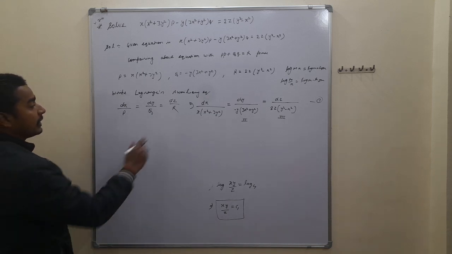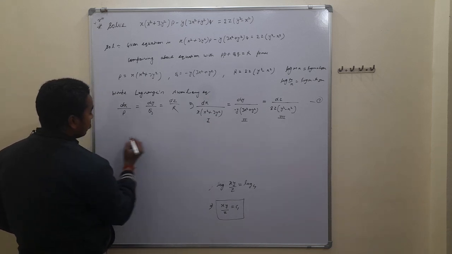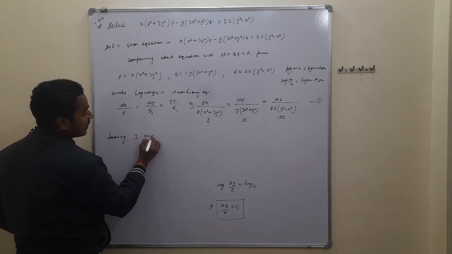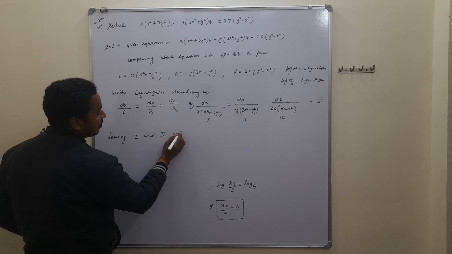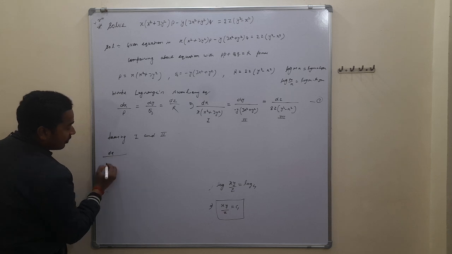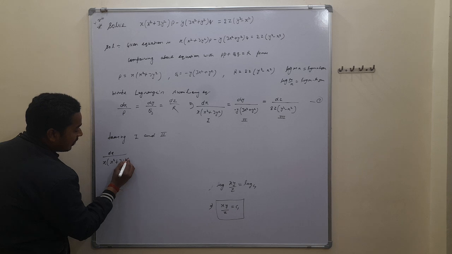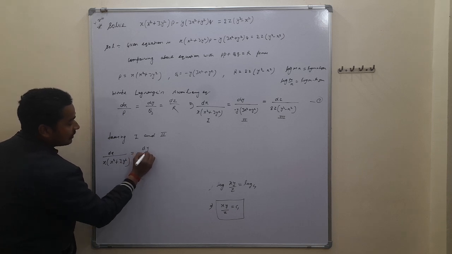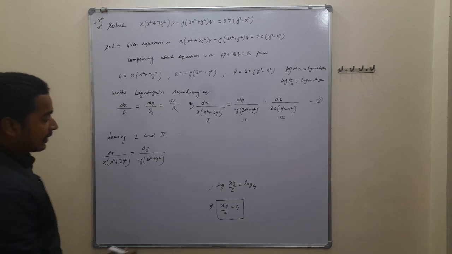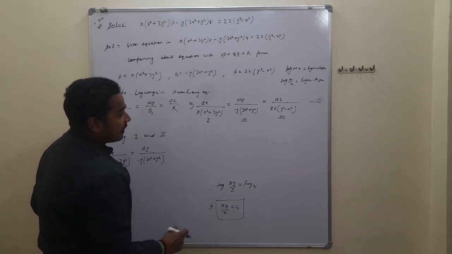Further we have to solve. This is the first part, taking the first and second ratio. So we have to write here dx upon x(x² + 3y²) and dy upon minus y(3x² + y²), and we have to solve this. We can write the value of c1 here.